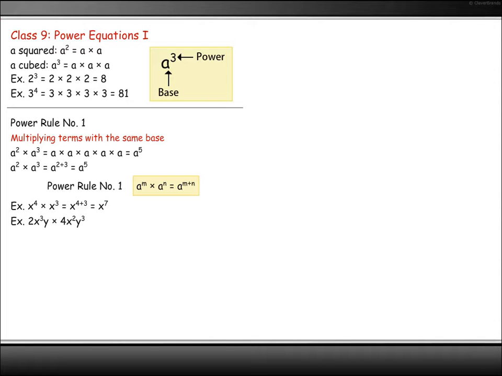In the next example, simplify 2x cubed y by 4x squared y cubed. Multiply the numbers to give 8. Multiply the x's to give x to the power of 5. Multiply the y's to give y to the power of 4. Remember that y can be written as y to the power of 1.